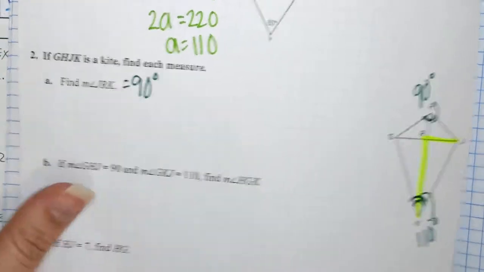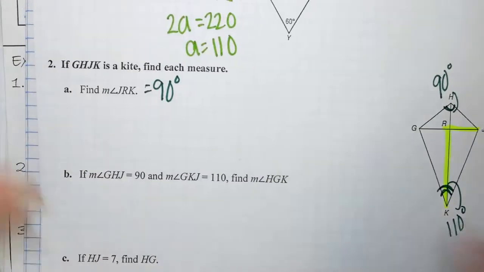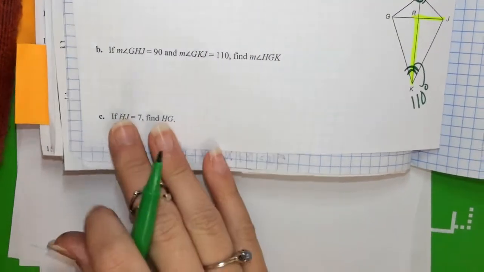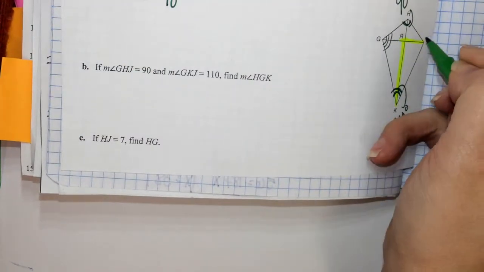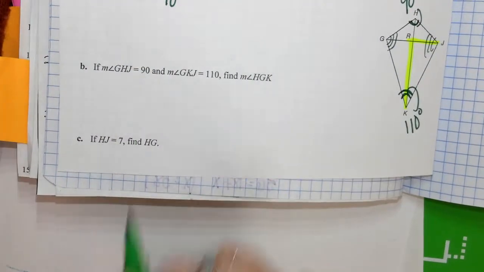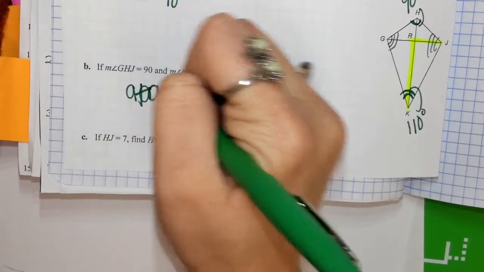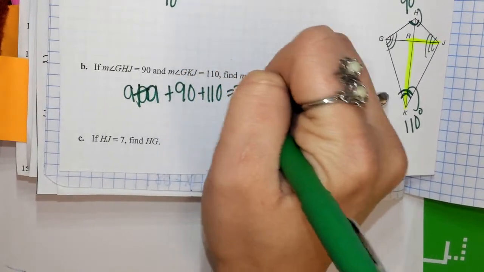We did an example just like this right here. All you have to do is look back at your notes and pay attention. And why do we set it equal to 360? Because it's a quadrilateral. So since we don't know what these are, our three rainbows, we're going to call them A. So it's A plus 90 plus 110 equals 360.